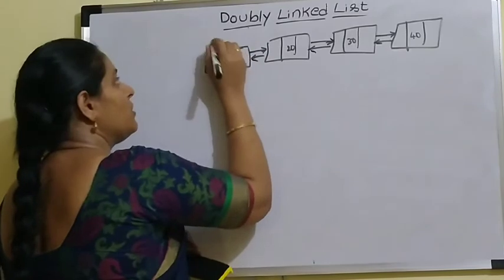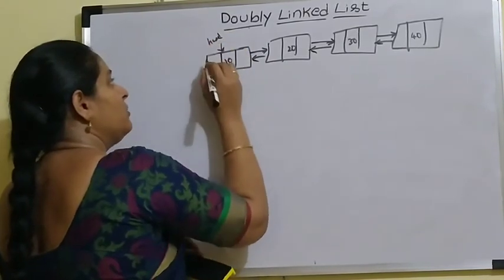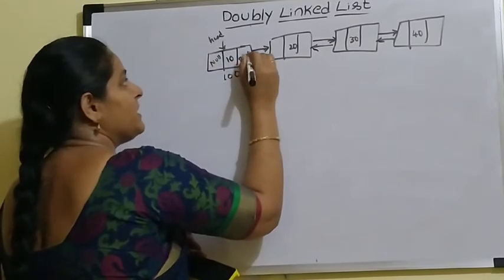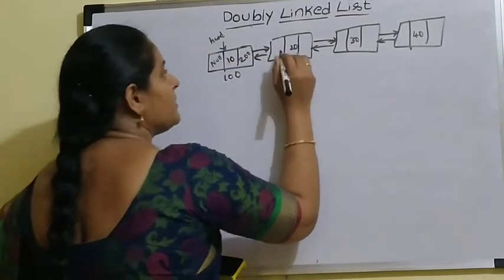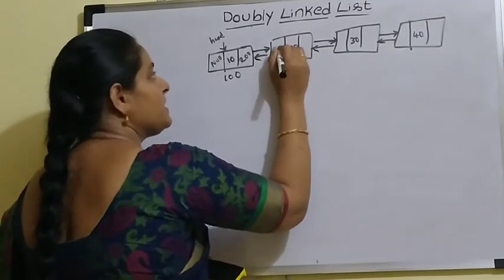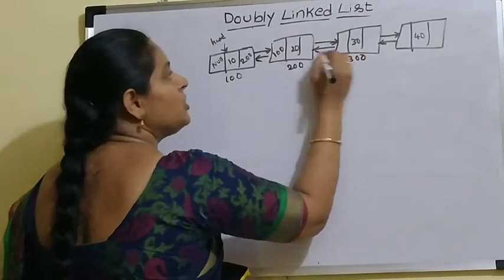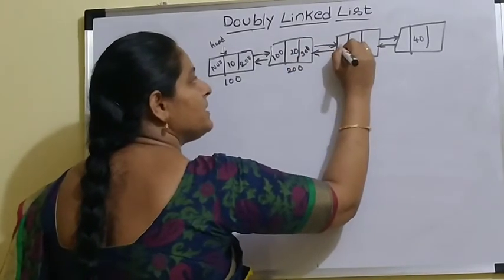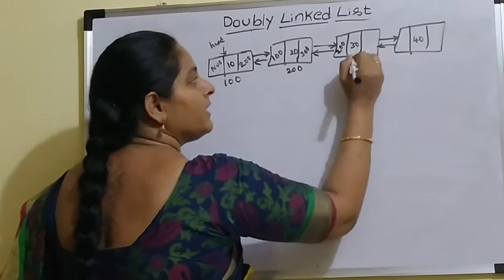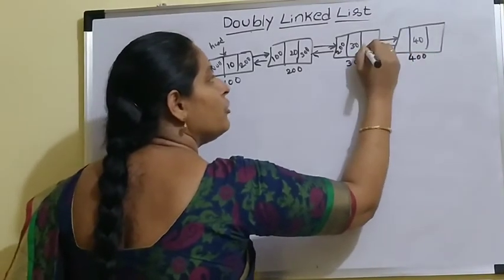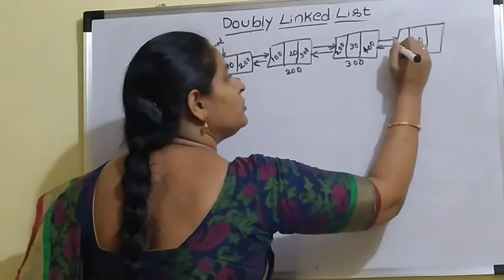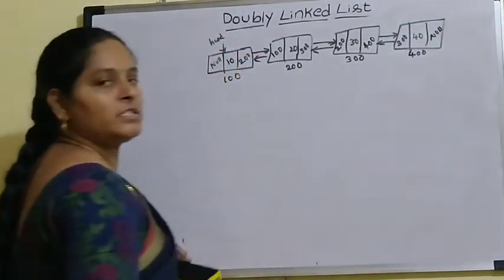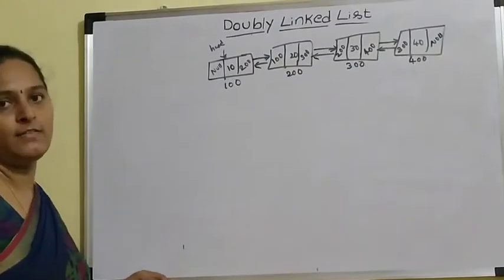This is the first node. The first node will always be the head node. The first node's previous part is null. The first node's next part is the second node's address. The second node's previous part is the first node's address. The second node's next part is the third node's address. The third node's previous part is the second node's address, and the third node's next part is the fourth node's address. The fourth node's previous part is the third node's address. The fourth node is the last node in our list, so its next part contains a null value.